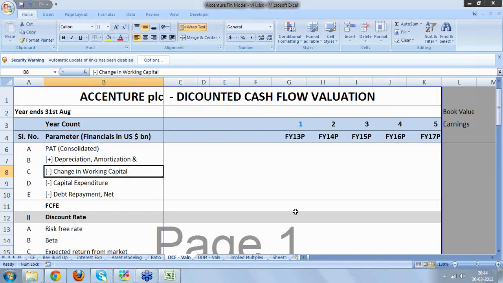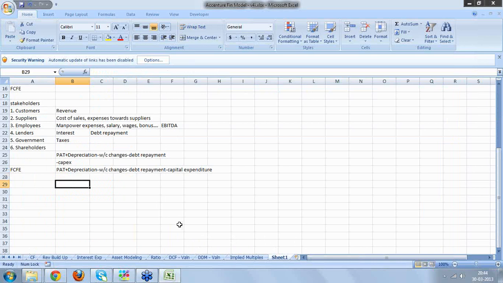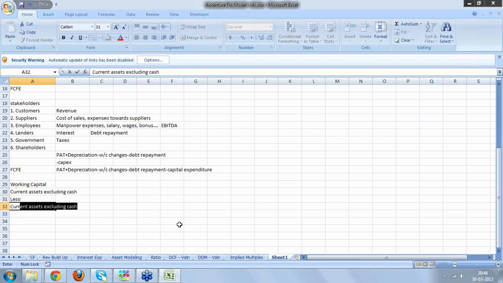Now another word of caution over here is, what should I consider in working capital? In working capital, interest-bearing items should be excluded. So current assets excluding cash, less current liabilities excluding short-term or current portion of long-term debt. Why am I excluding that?